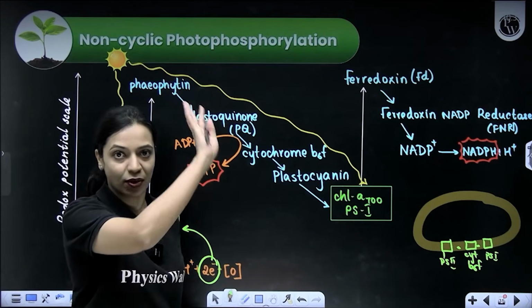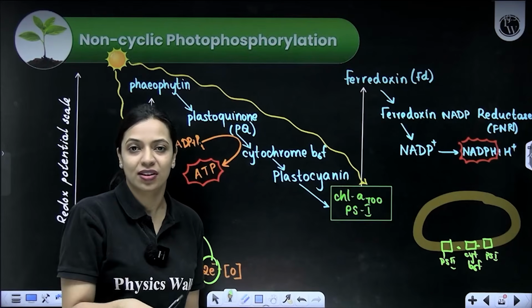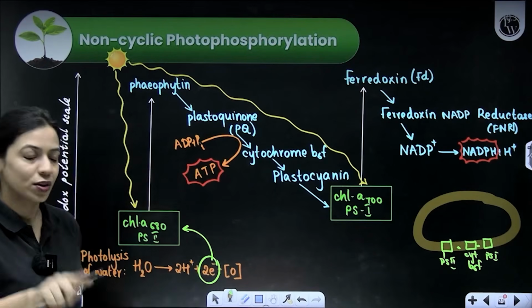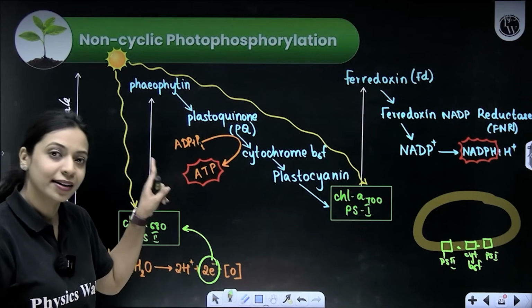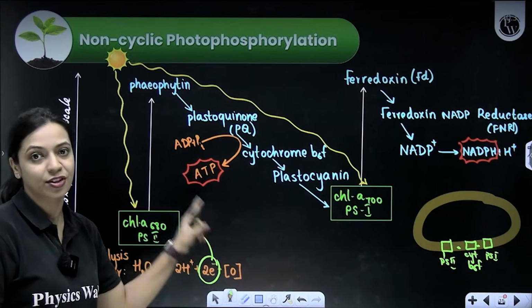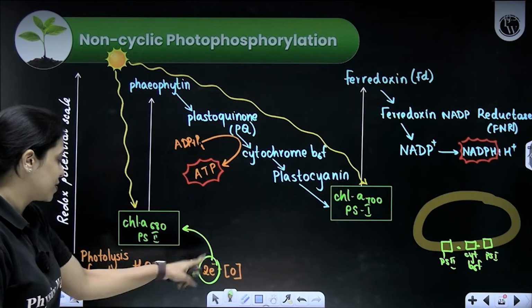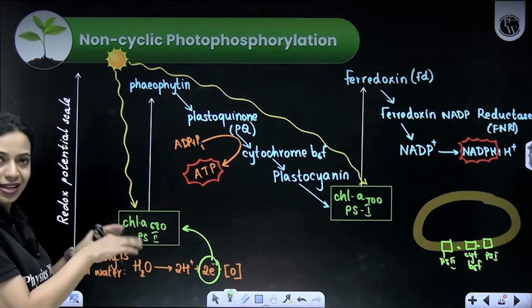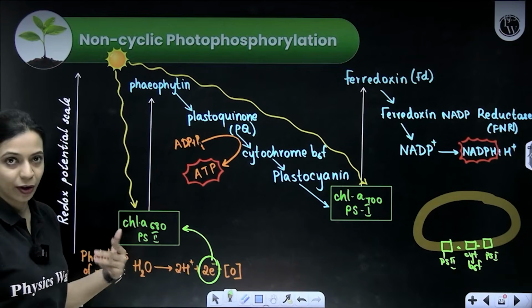This oxygen diffuses outside. When we say plants during photosynthesis give out oxygen, I told you earlier also, it's coming from water and it is a product that is formed during the light reaction and not the dark reaction. And these protons will stay inside the lumen itself. We'll talk more about it later.